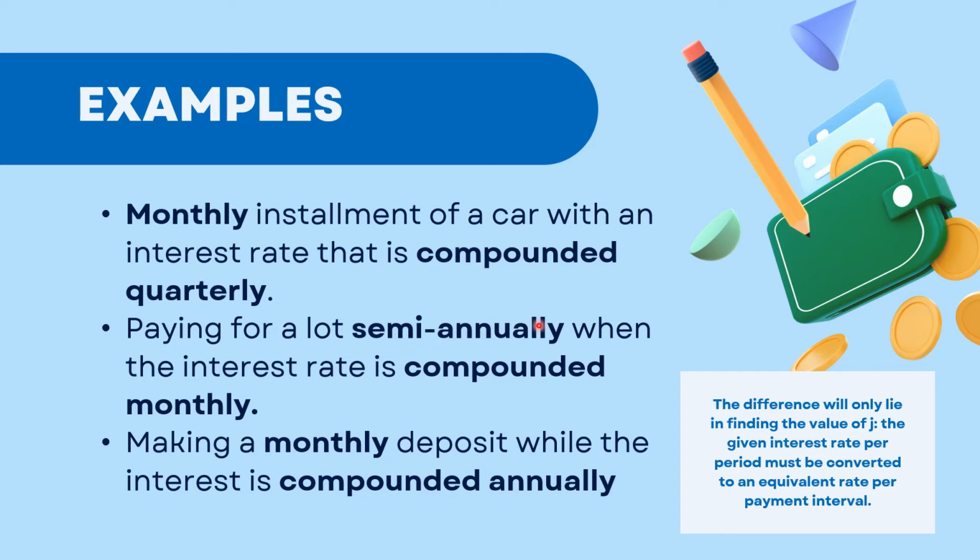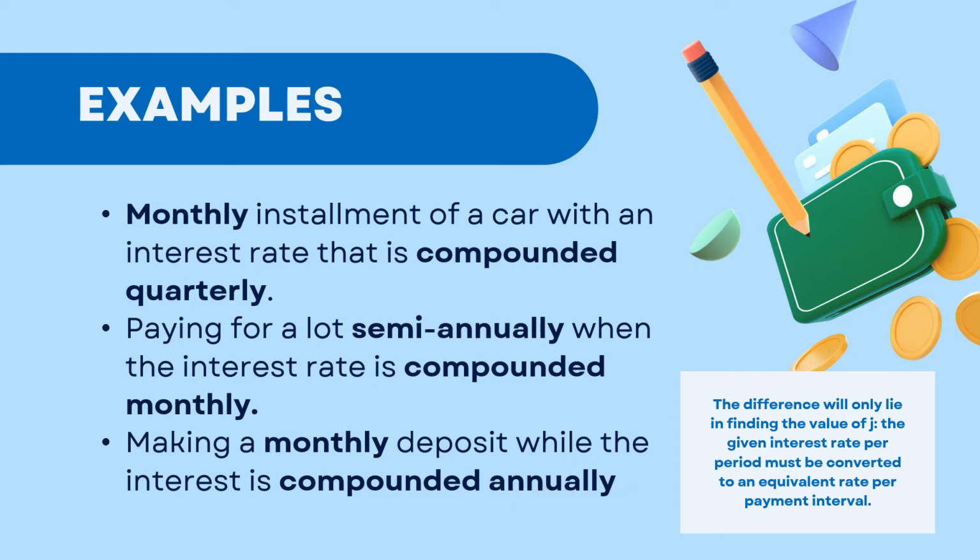Ganun din dito, ang pagbabayad mo is semi-annually or every 6 months, but the interest rate is compounded monthly or buwan-buwan. Making a monthly deposit while the interest is compounded annually. Yan. So, monthly ang deposit mo, but the interest is compounded annually or once a year.